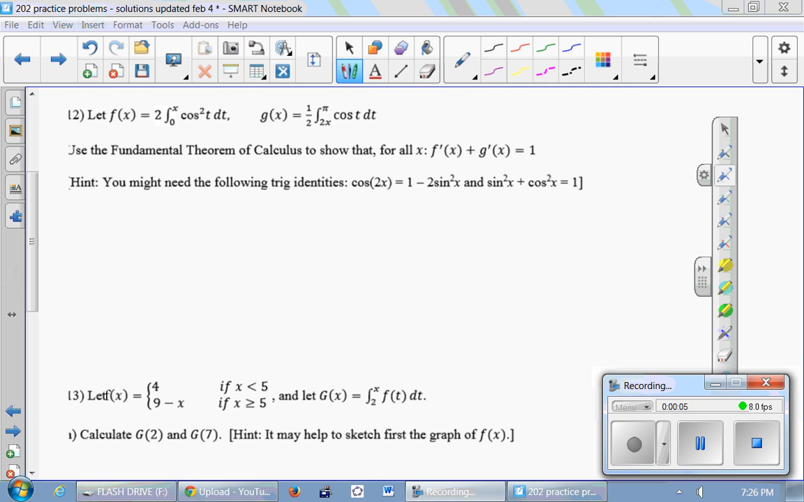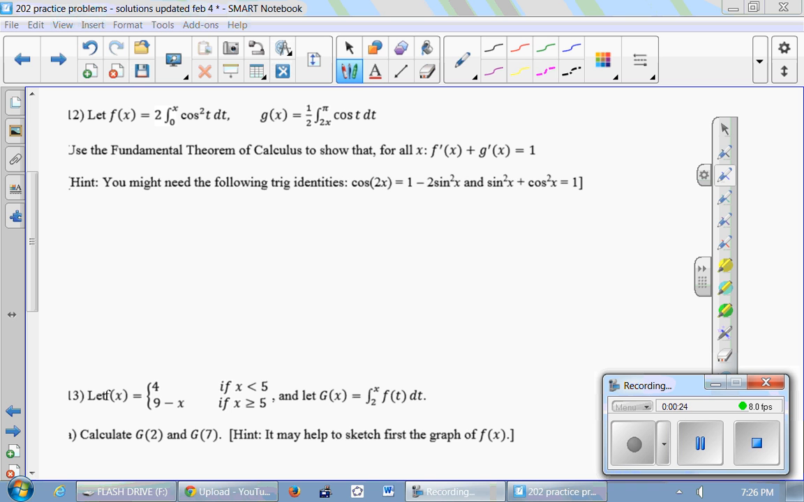Let f of x equal 2 times the integral from 0 to x of cosine squared t dt. G of x equals 1/2 times the integral from 2x up to pi of cosine of t dt. Use the fundamental theorem of calculus to show that for all x, f prime of x plus g prime of x equals 1. And then there's a hint with some trig identities, which we'll get to.